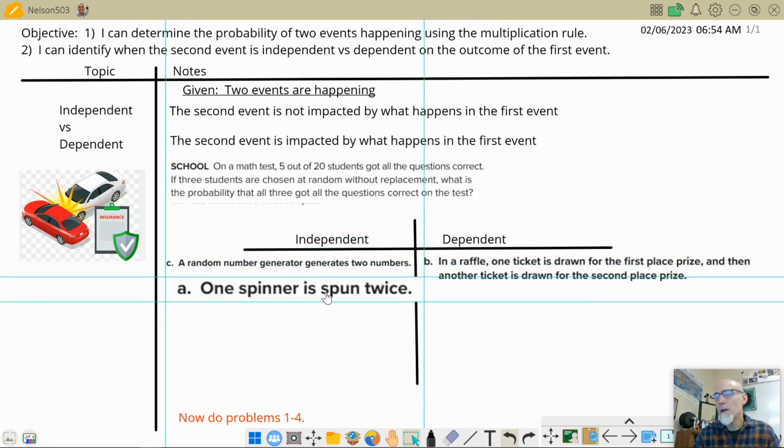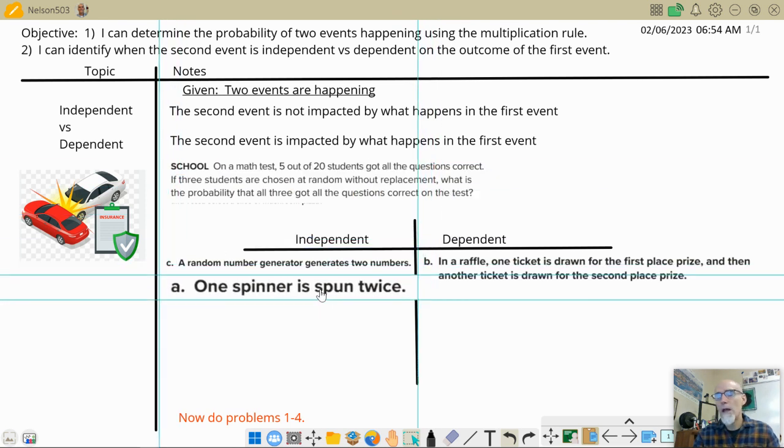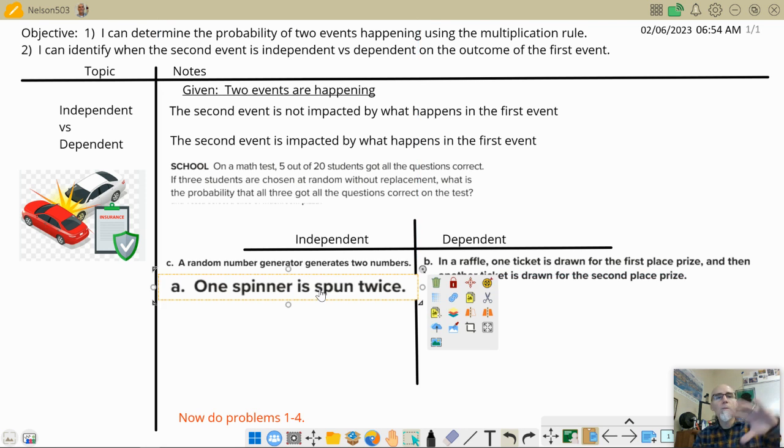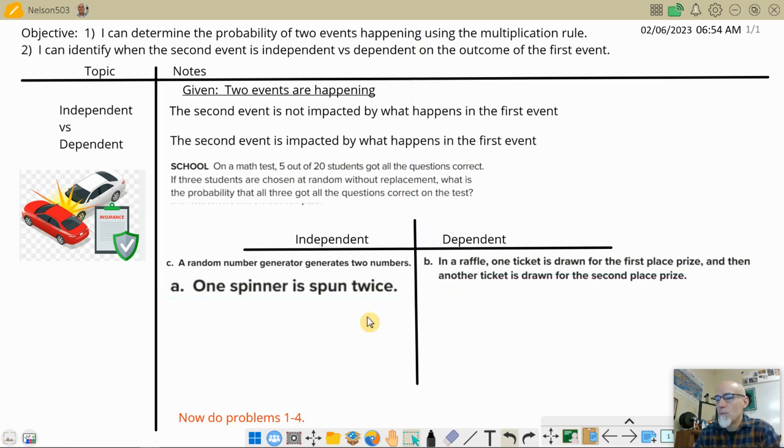So let's move it down here. You might disagree with that. You might say, well, where the spinner ends up would have some impact on the second spin. I agree there might be some more debate about this one, but I would say most people would say that's an independent event.